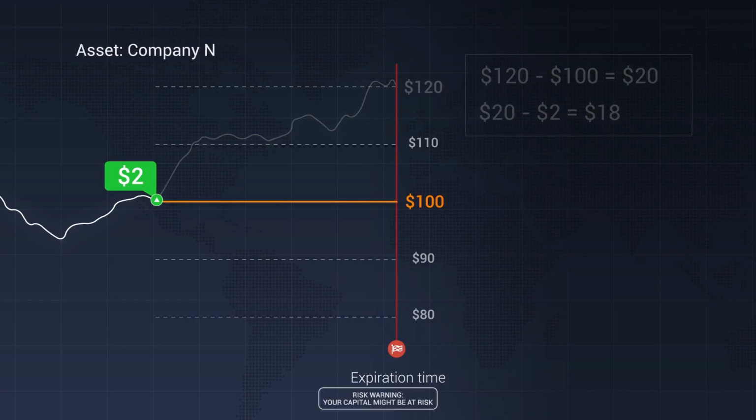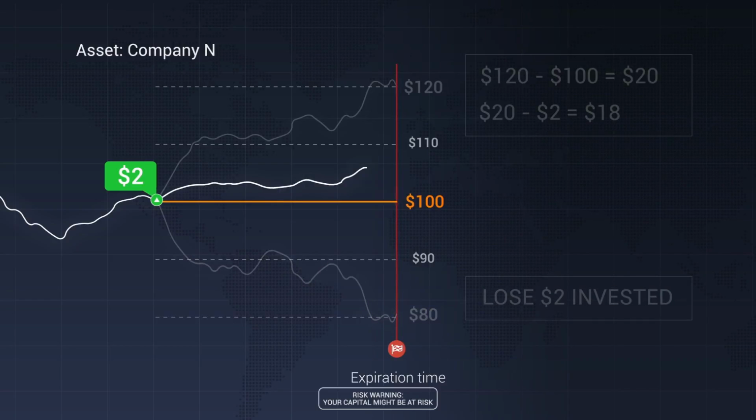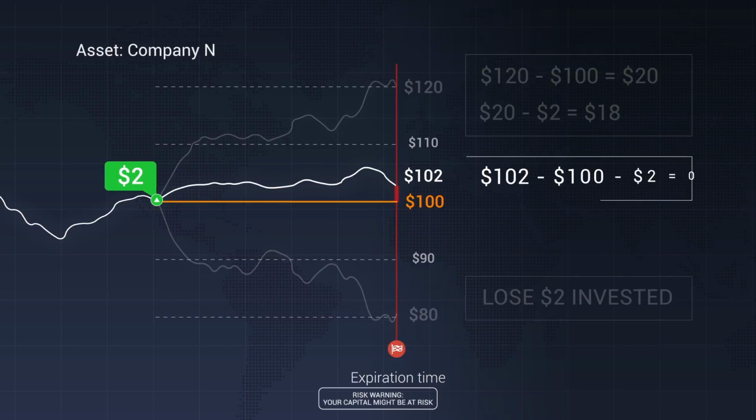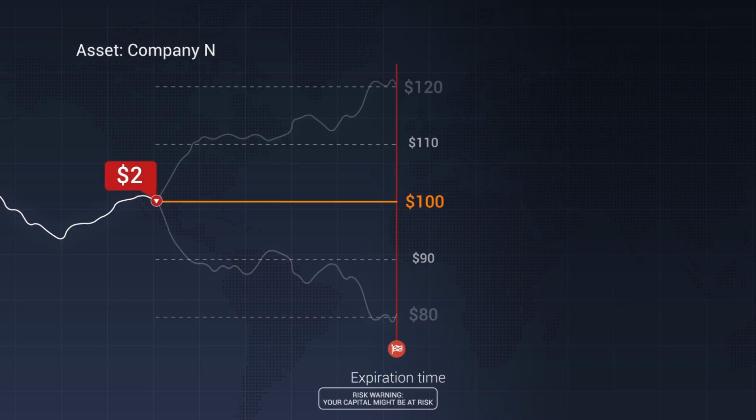Scenario 2. If the share price drops, for instance, to $80, it isn't profitable to use the option and buy shares for $100. So the option runs out and the buyer loses the $2 invested in the option. Scenario 3. If the share price increases to $102, the income will be $2, which covers the amount paid for the option. This share price, beyond which the trader will make a profit, is called the break-even level for the purchased option. A put option works the same way, but in the opposite direction.